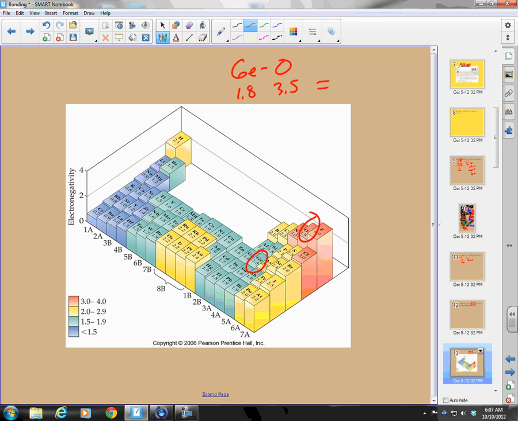What's the difference between those? It looks to me like it's a 1.7. So I have a 1.7. What do you guys want to call that? Well, I would call that probably polar covalent. But it's right on the border, right? It's almost ionic. Good. Let's go to the next one.